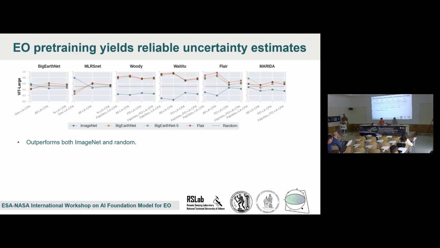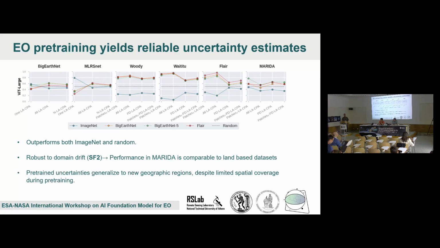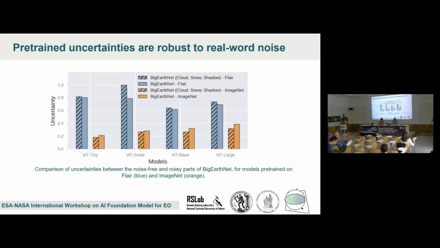The most clear one is that EO pre-training actually produces reliable uncertainty. So all of the metrics consistently outperform the image pre-training and also the random baseline. So we're really good at that. Importantly, it is also robust to domain drift, and this can be seen in the MARIDA dataset. MARIDA is a marine debris detection dataset, and all of our pre-training datasets mainly come from land cover classification tasks, and even in different geographical locations. So we're really robust to a drift of concepts that we expect to see in Earth observation imagery, as well as to the variability that is induced by a change in geographical location.